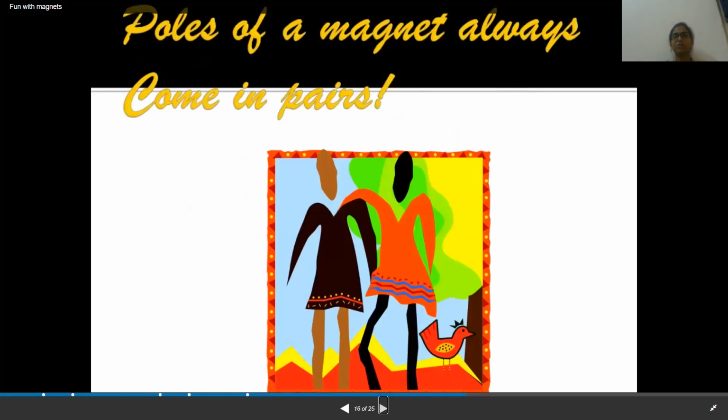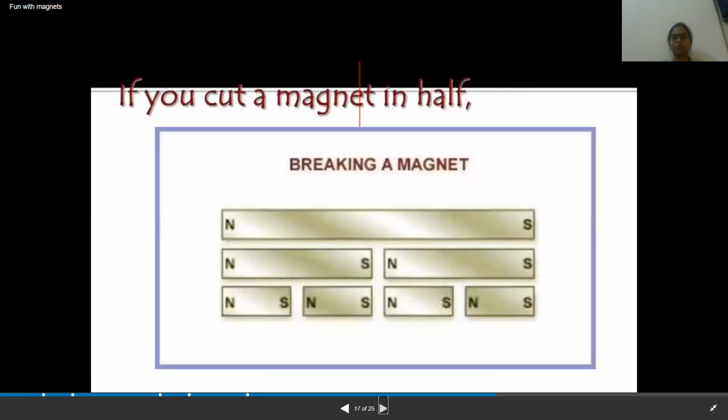And magnetic poles always exist in pairs. So here you can see, they always exist in pairs. They never exist alone. Always exist in pairs. If we cut the magnet into any number of pieces, again each piece will have a north pole and a south pole.